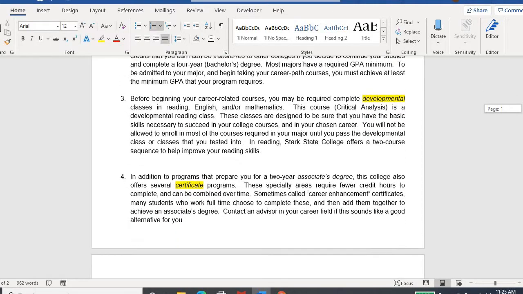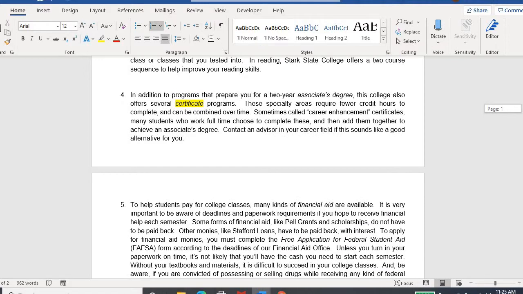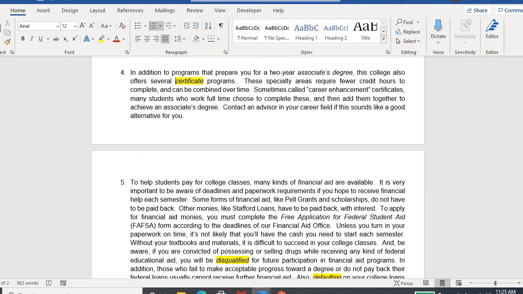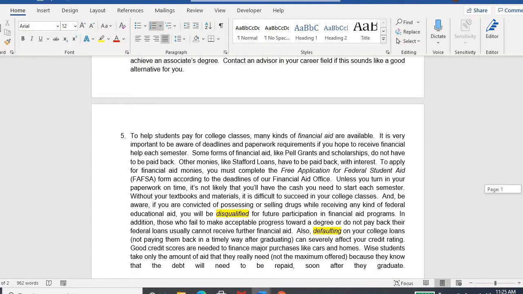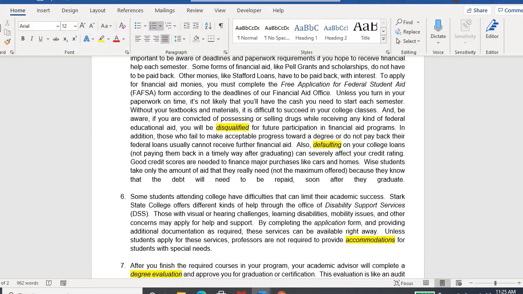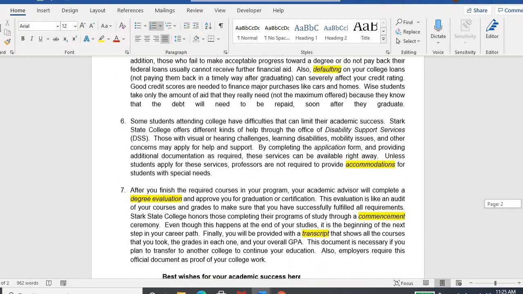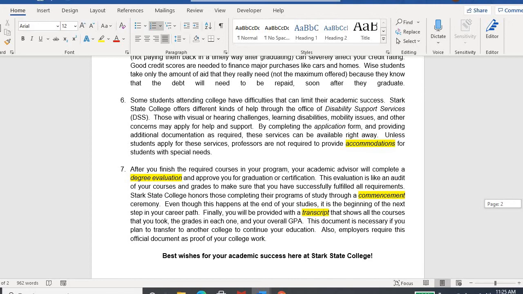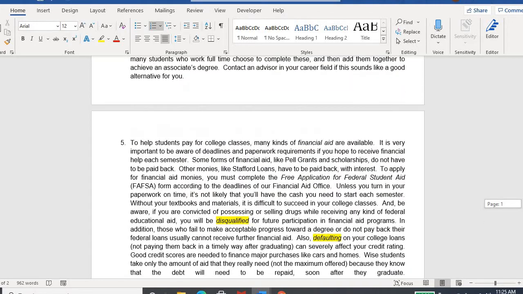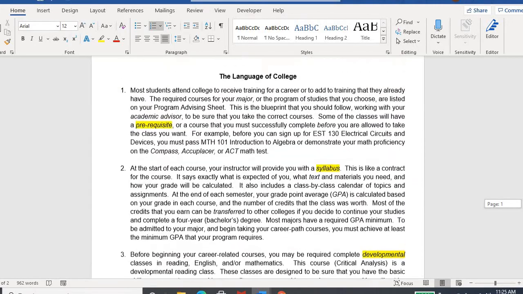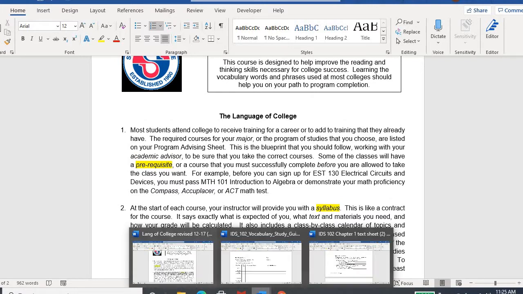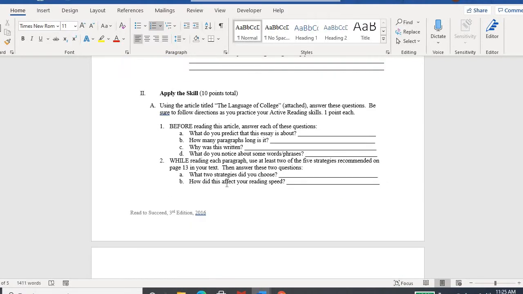Sometimes when you get to college, people assume that you know what a prerequisite is. They assume you know what it means to default, what a degree evaluation is, and you may not. That's the purpose of this article for you. So I'm going to encourage you to pause and read that article, answering these two questions while you read it.